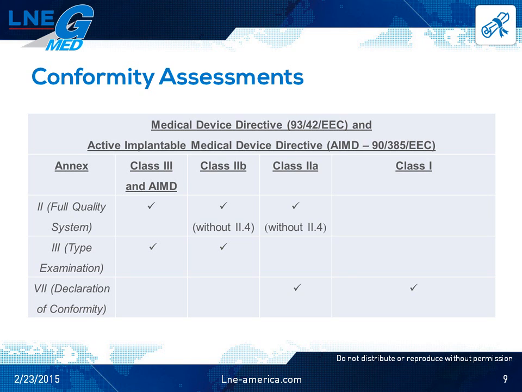On this slide, you'll see the conformity assessments that are included in the Medical Device Directive and the Active Implantable Medical Device Directive. The major conformity assessments are in Annex 2, 3, and 7, although as you can see, not all conformity assessments can be used with all classes of devices. Class 1 devices only need a declaration of conformity to receive a CE marking, whereas Class 3 devices and active implantable medical devices require a full quality system assessment and a type or design examination assessment.